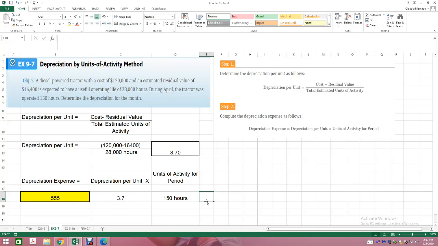Okay, so step number 1 is calculate the depreciation per unit, which is the 370. Once you calculate that, you just get your depreciation per unit. You multiply it by the units of activity. In this case, they're telling you that in April, you used the tractor 150 hours. So my depreciation expense is going to be your depreciation per unit times your units of activity per the period, which is 150 hours, and that's going to give you your depreciation expense for that period. Okay?